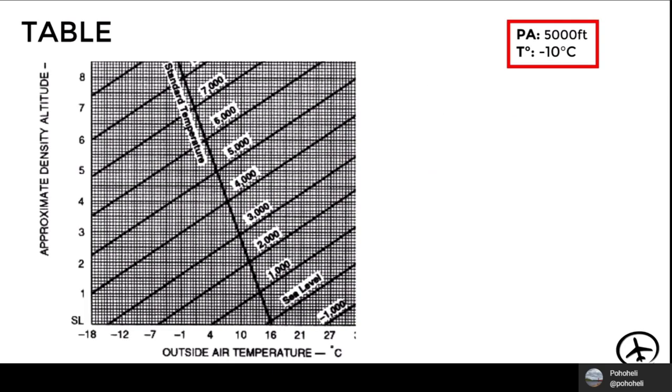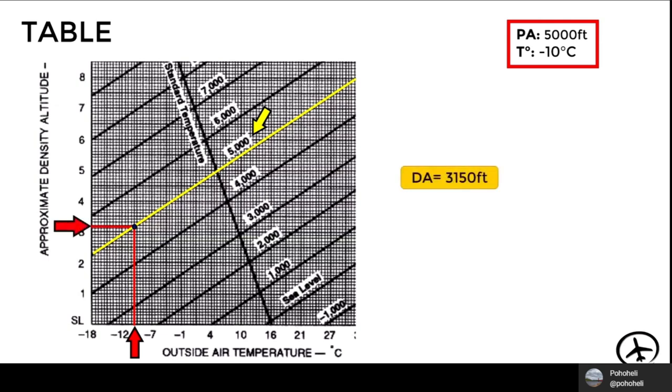Finally, let's see this example using the graph. Here, the first step is to identify the line that represents 5,000 feet of pressure altitude, which is this one highlighted in yellow. Then, in the lower part, we look for the current air temperature, which is -10 degrees. And we draw a vertical line until intercepting the 5,000 feet line. Finally, we just have to draw a horizontal line to the left and read the resulting density altitude, which in this case is 3,150 feet approximately.